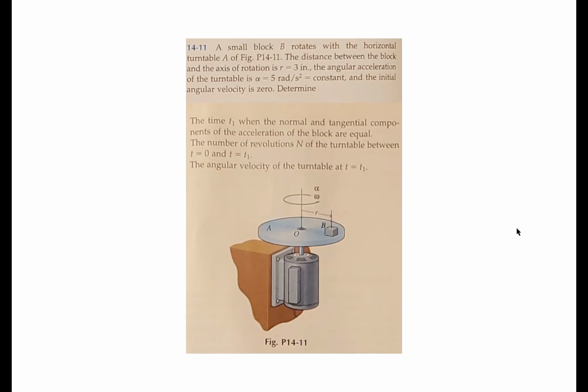Okay, so there's a bunch of information here that we need to look at in order to feel like we understand what this problem is asking us for. Some things that I want to point out: we have a distance between the block and the axis of rotation, which is this distance r here. It's basically the radius from the center of the turntable to where the middle of the block is located.